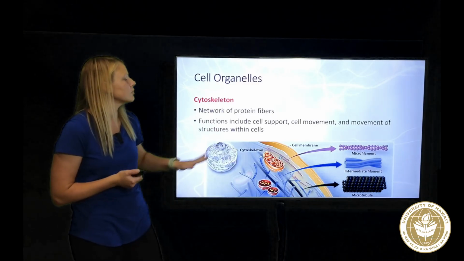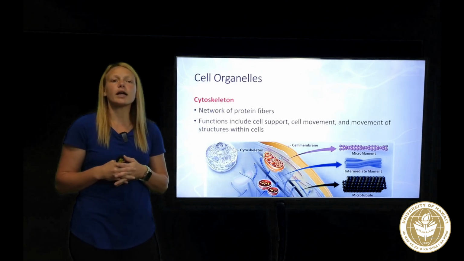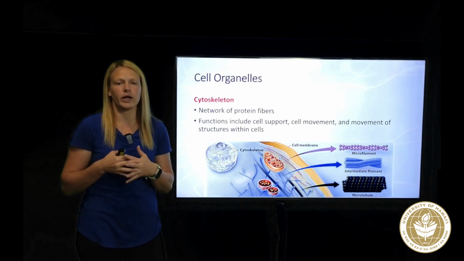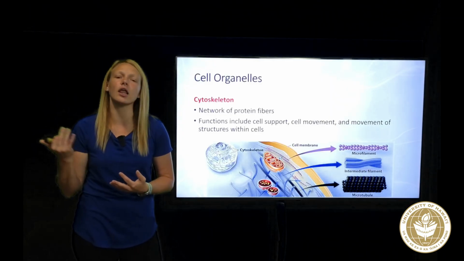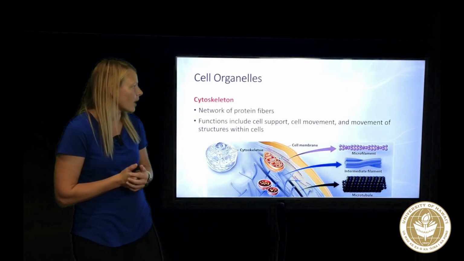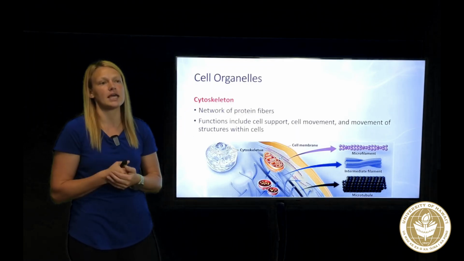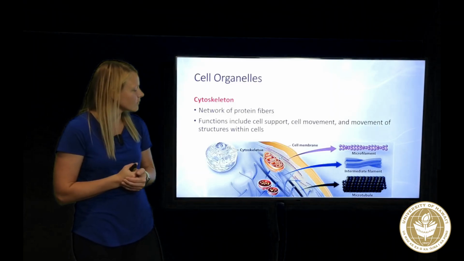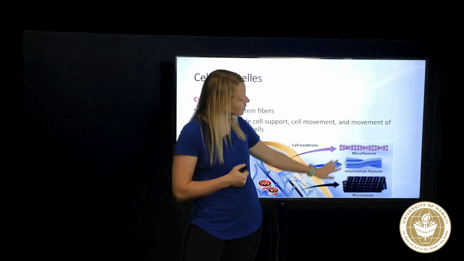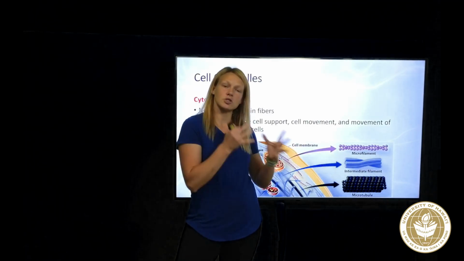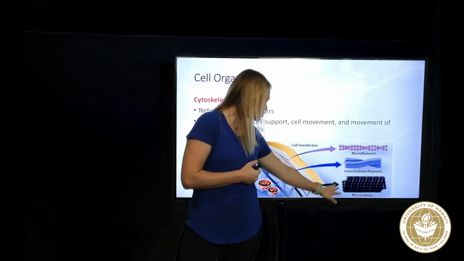And it also allows movement of structures within the cells too. So we're not going to talk too much about it in regards to this class, but if you were to take, say, a physiology course, you would learn about the different types of proteins found in the cytoskeleton. So you can have different types such as your microfilaments, which are going to be pretty small. You have your intermediate filaments, which are intermediate or medium in size, and then your larger microtubules.